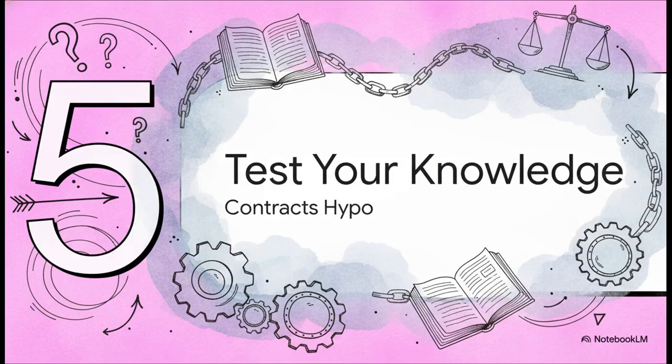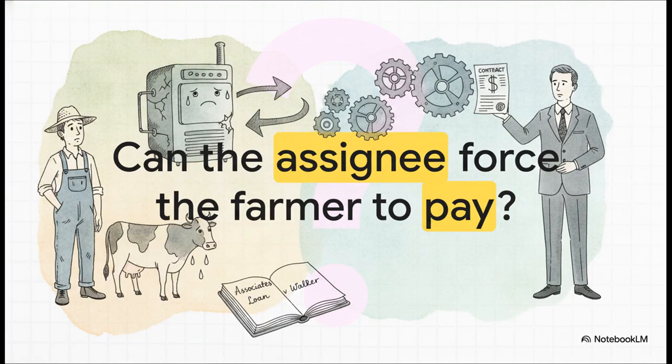Finally, Section 5. Test your contract knowledge. I want you to read this hypothetical carefully. It's based directly on the case of Associates Loan v. Walker. A farmer buys a water softener from a seller. Crucially, they orally agree that the farmer only has to pay for the machine if it actually increases his cow's milk production. The farmer then signs a written contract. The seller immediately assigns the right to payment over to a loan company. Well, the water softener is a complete dud. The loan company comes knocking, demanding payment from the farmer.